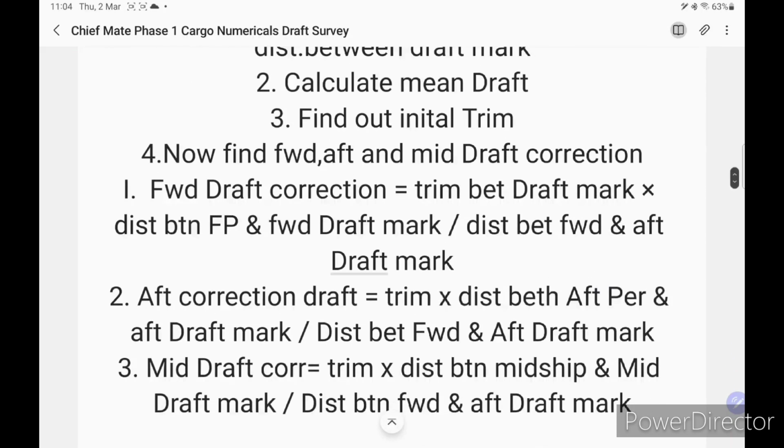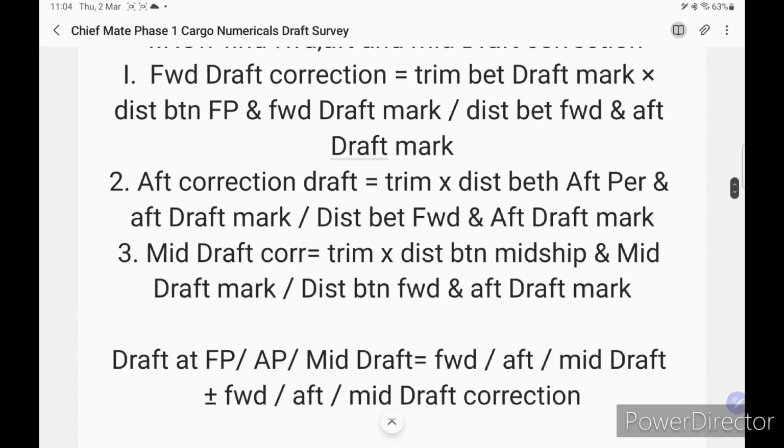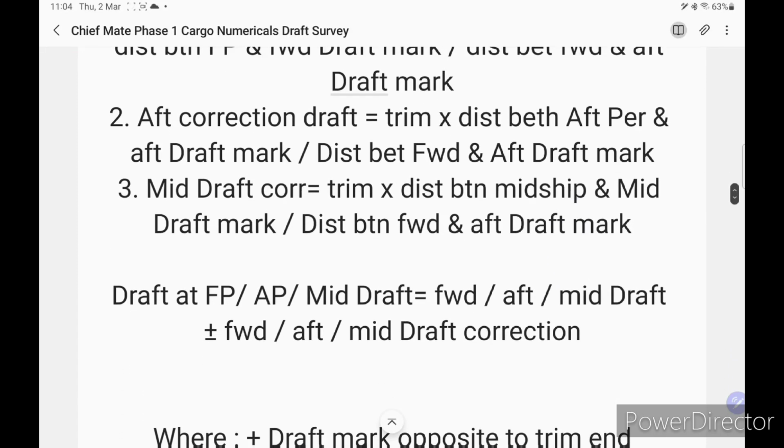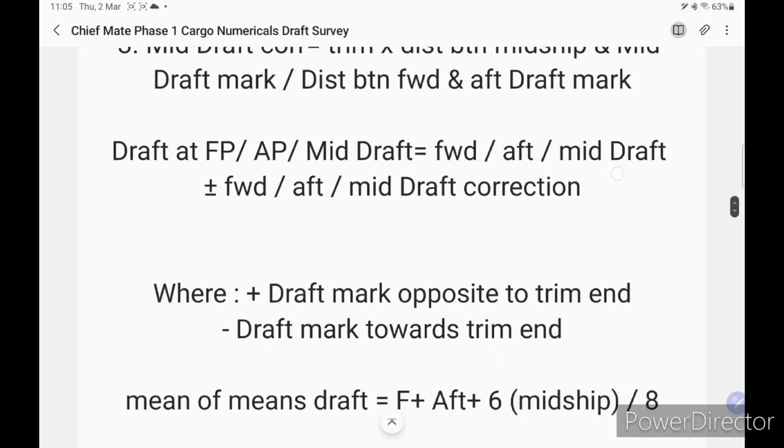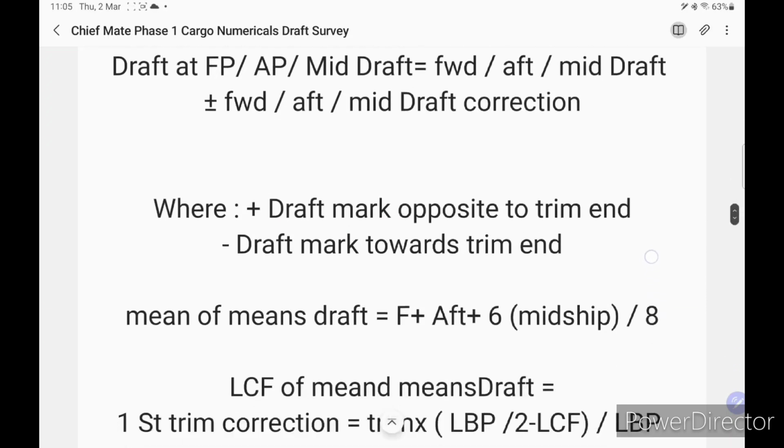Same for aft draft correction and mid draft correction. After getting all three, forward, aft, midship, we will calculate the draft at forward perpendicular, aft perpendicular and mid. The formula is forward, aft, mid draft plus or minus forward, aft, mid draft correction, which we calculated here. If the draft mark is opposite to the trim end, then it should be plus, otherwise it will be minus. Don't worry about this, I will teach you in the questions.